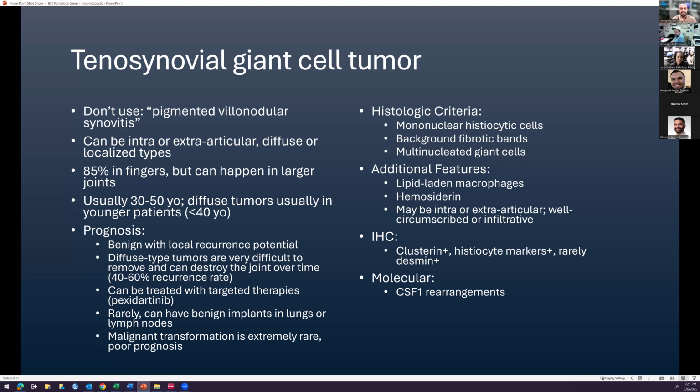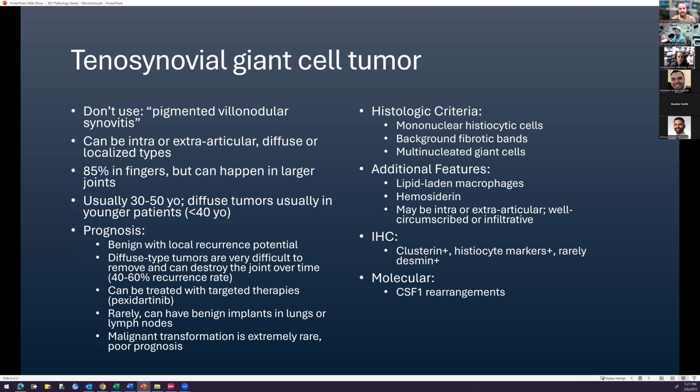So going back to our histologic criteria, the things that are required. You have mononuclear histiocytic cells; those are required, right? You need this background fibrotic tissue. So the fibrosis in the background is required, at least focally, but generally you'll see larger fibrotic bands. And then multinuclear giant cells. They can actually be pretty sparse. Sometimes you can suggest it if you have a small biopsy and don't technically see giant cells, if the stroma and those histiocytoid cells still look pretty characteristic.